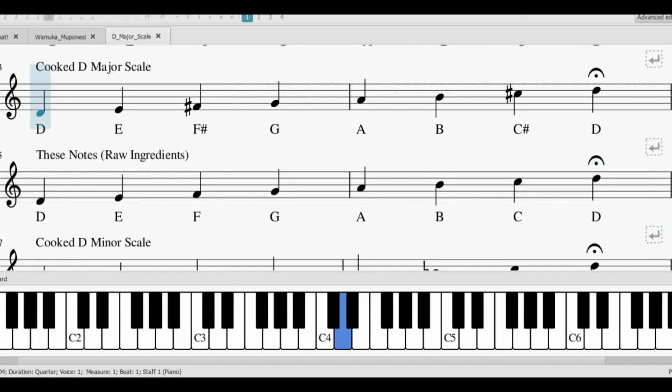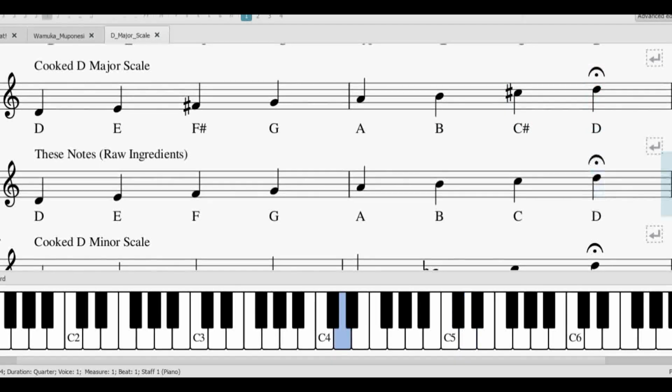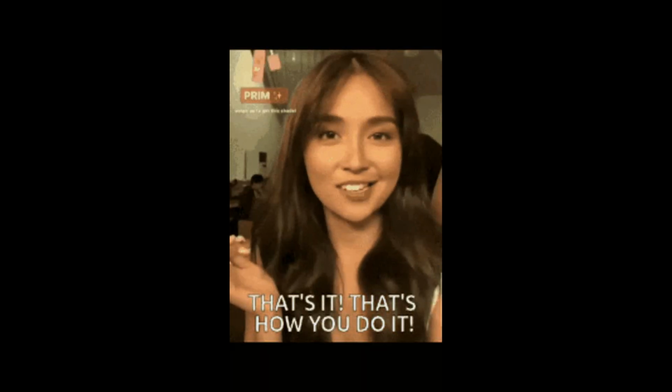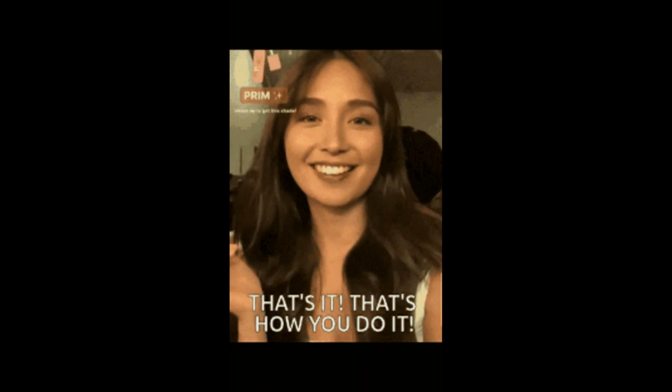So if you apply the formula of the D major scale to these notes, you end up with this. And if you apply the formula of the D minor scale to these notes, you end up with these notes. And that is how you build a scale.